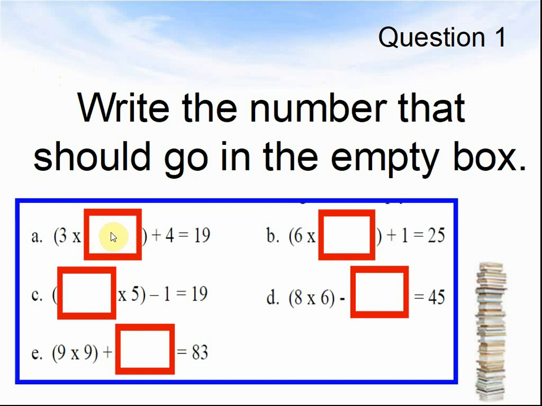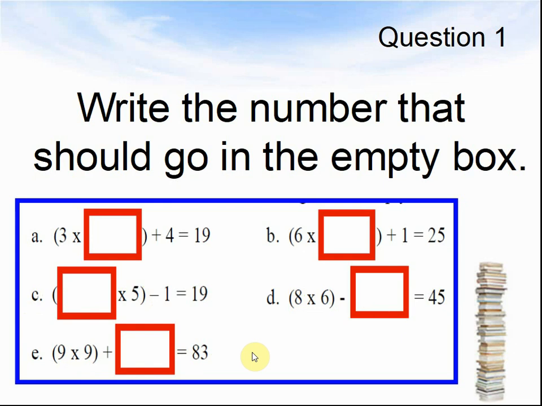Three times something in brackets plus 4 equals 19. Six times something in brackets plus 1 equals 25. Something in brackets times 5, take away 1, is 19. 8 times 6 in brackets, take away something, is 45. 9 times 9 in brackets plus something equals 83. Pause the video until you are ready to see the answers.